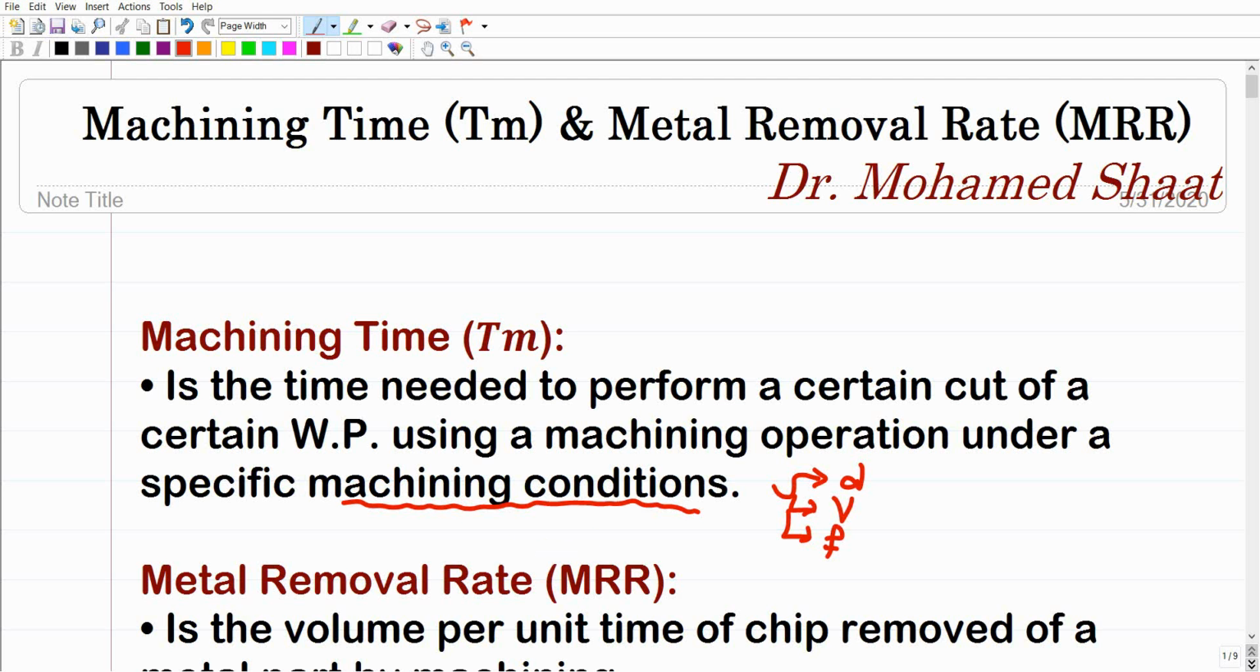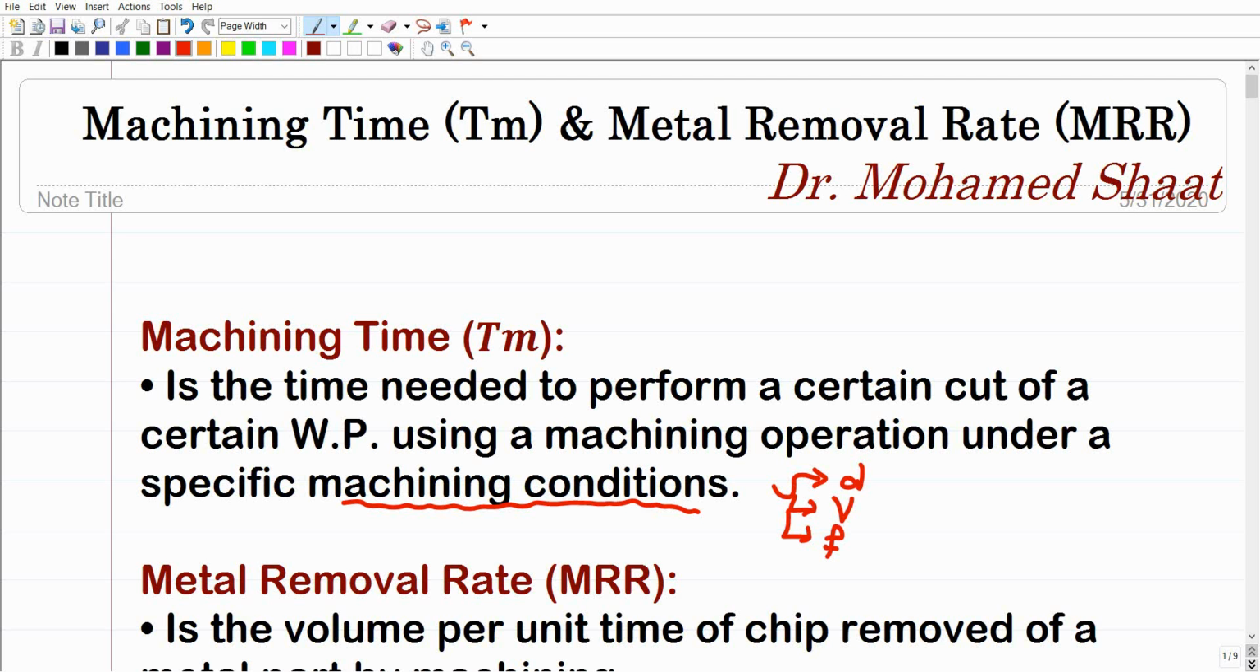And we said that any machining process should have two essential working operations, or working motions. One is the cutting motion, the second one is the feed motion. The speed by which we are performing the cutting motion is the V, which is the cutting speed. The speed by which we are performing the feed motion is the feed rate, as we explained before. In addition to the depth of cut, these three parameters define the machining operation or the machining condition.